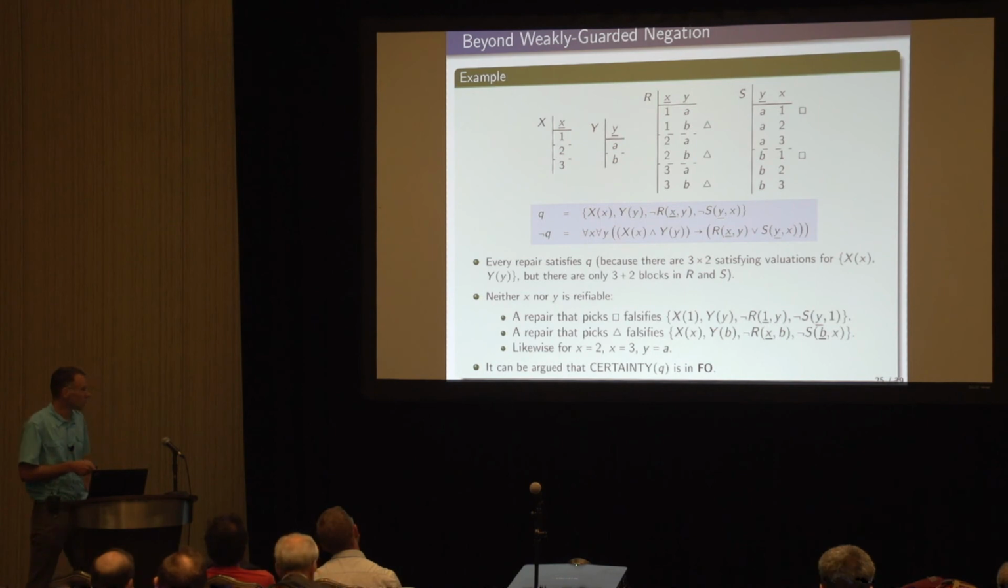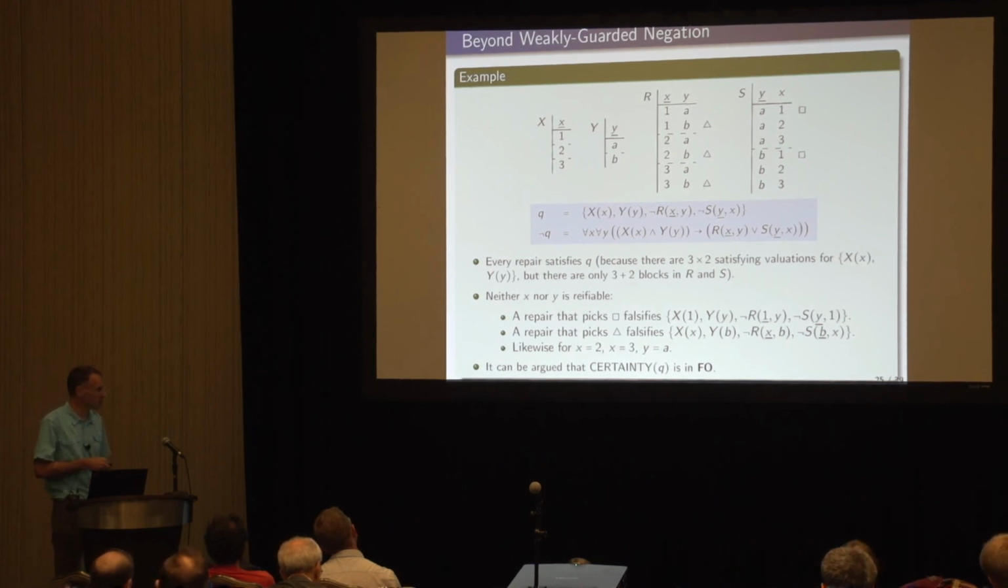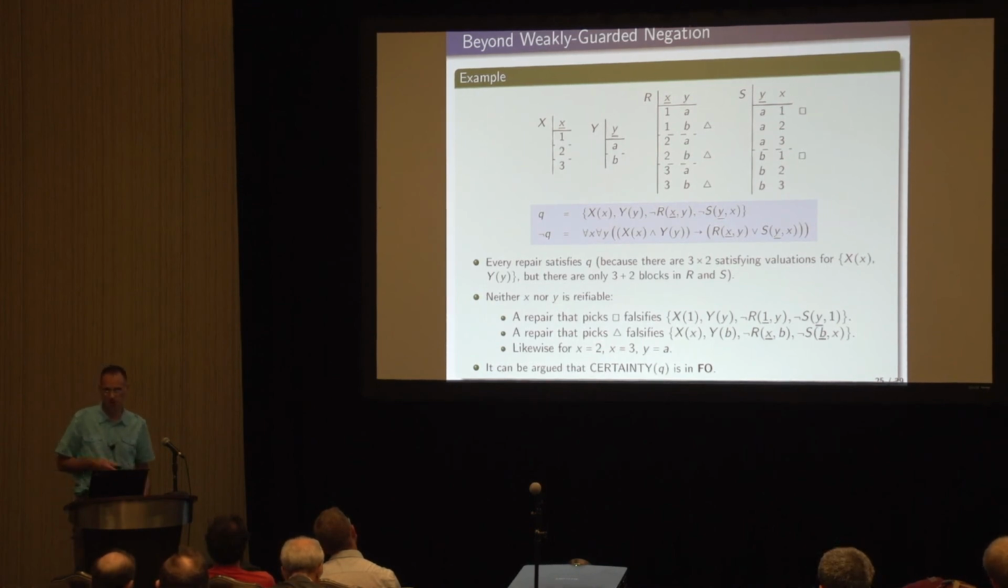And this holds also for any value you try to fix, right? So this means that this query is true in every repair, but you cannot fix x or y, right? So this means that our rewriting style does not work on this query, and yet it can be seen that this query is in FO, but it uses a kind of counting. It's easy to rewrite it in FO, but it's another rewriting style.